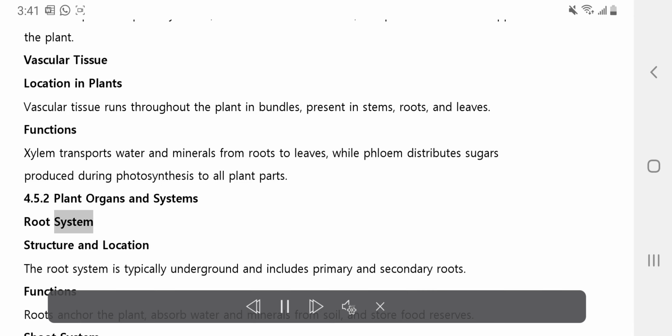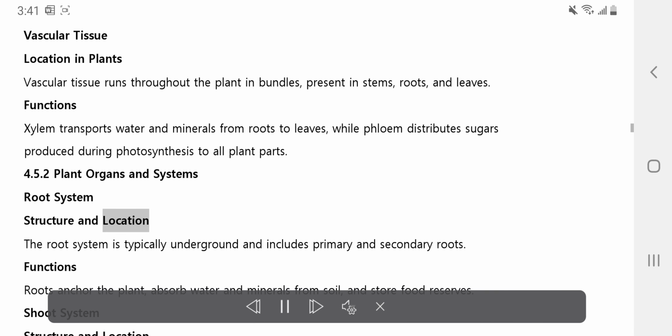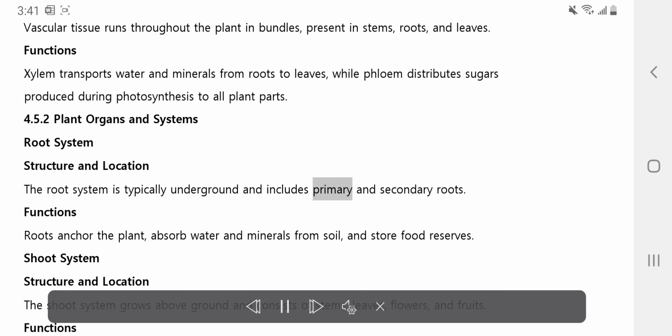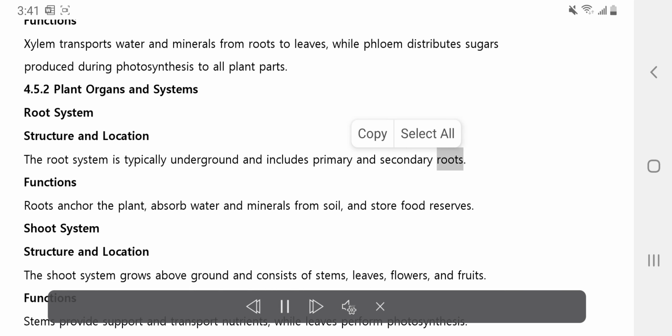For point 5.2, Plant organs and systems. Root system. Structure and location. The root system is typically underground and includes primary and secondary roots. Functions. Roots anchor the plant, absorb water and minerals from soil, and store food reserves.